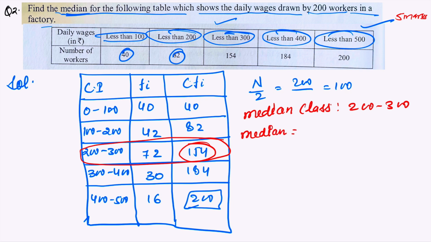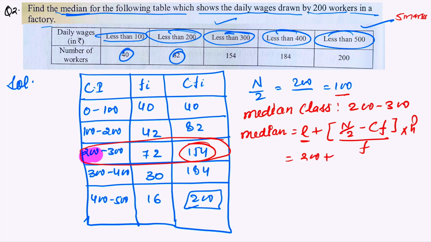Okay, so we know the formula of median. Median is equal to L plus (n by 2 minus CF) upon F into H. So from here median will be L. L is what? This is the lower limit of the median class, that is 200. So we will write 200 plus n by 2 that we have found, that is 100. Next is CF. CF is the cumulative frequency of the class preceding the median class, that is 82. So here we will write 82 upon F.